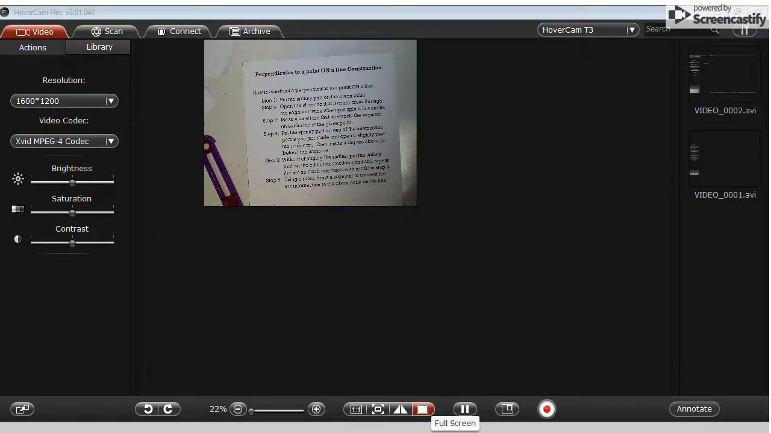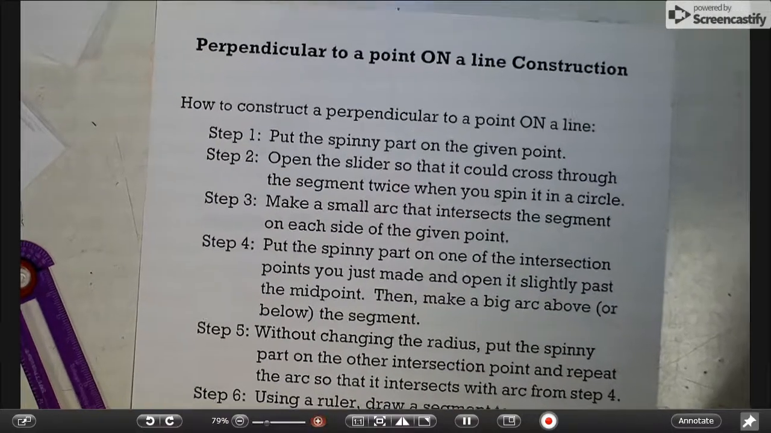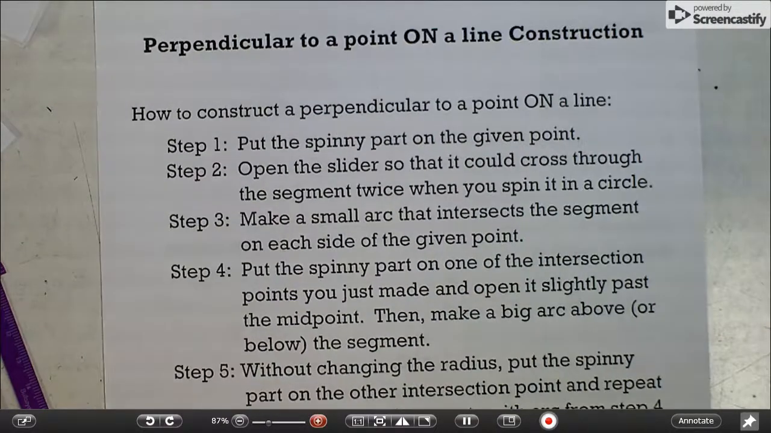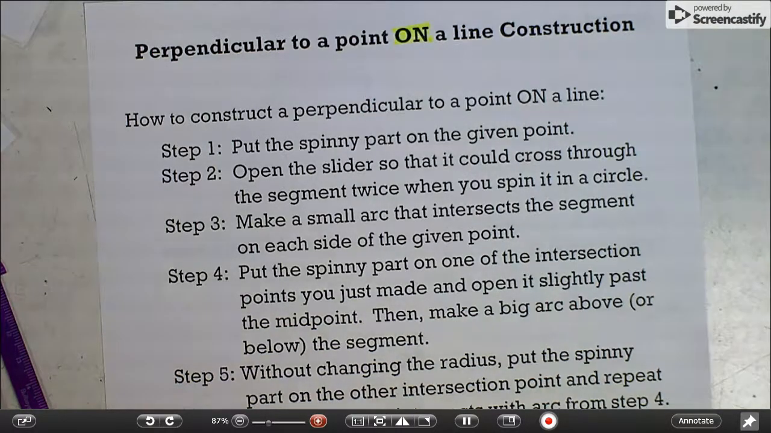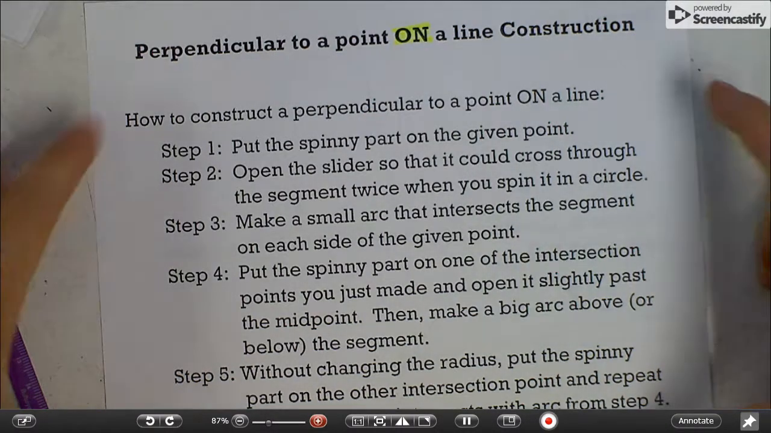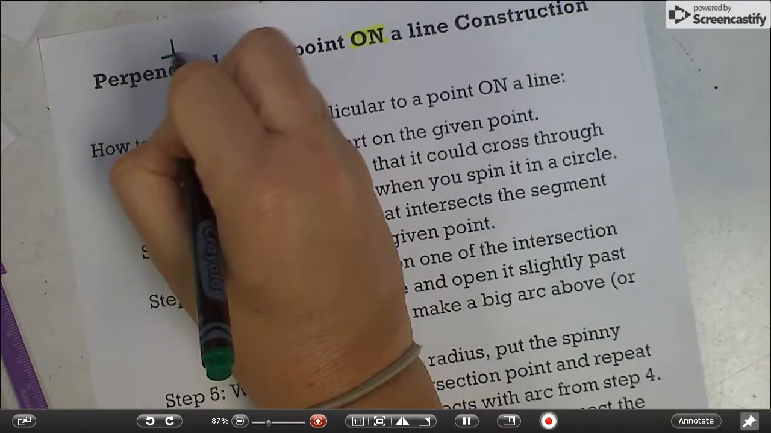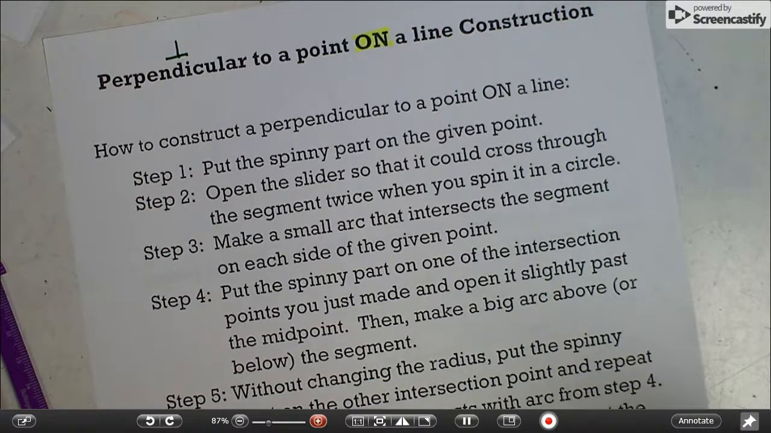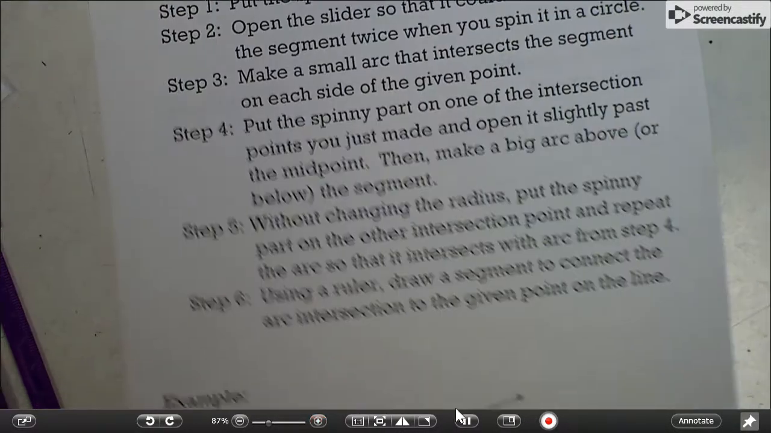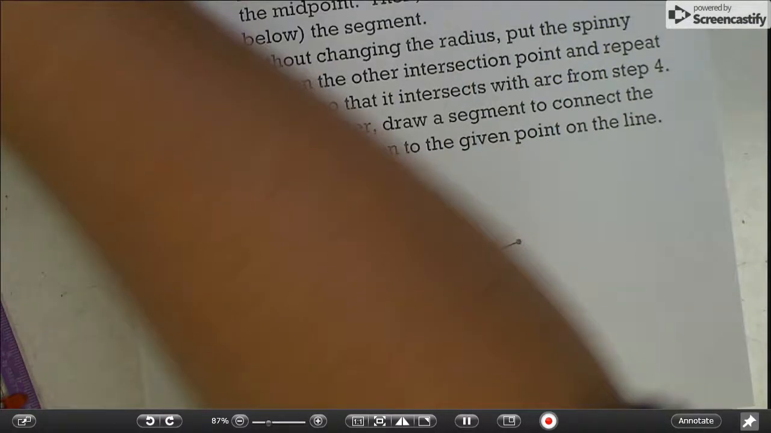We're going to do the construction for perpendicular to a point on the line. Go ahead and highlight the word on, because there is going to be an off as well. The perpendicular we talked about before means they intersect at 90 degrees. That's the symbol for perpendicular, and we're going to construct one. It's a little more complicated than the last one, but it's not too bad.